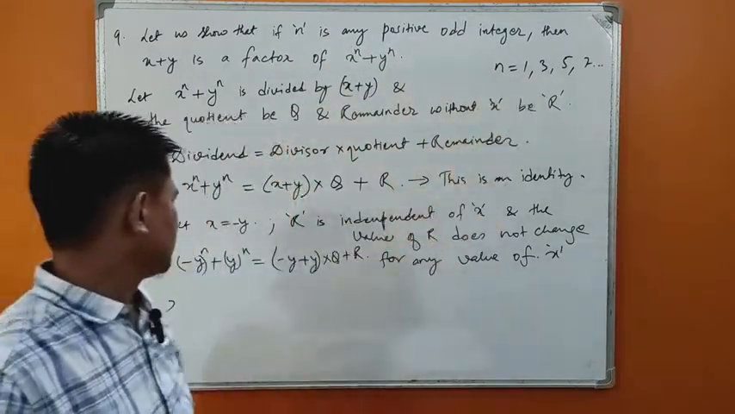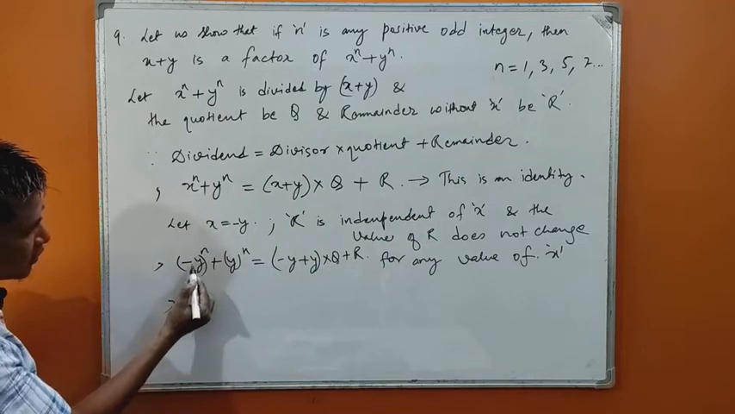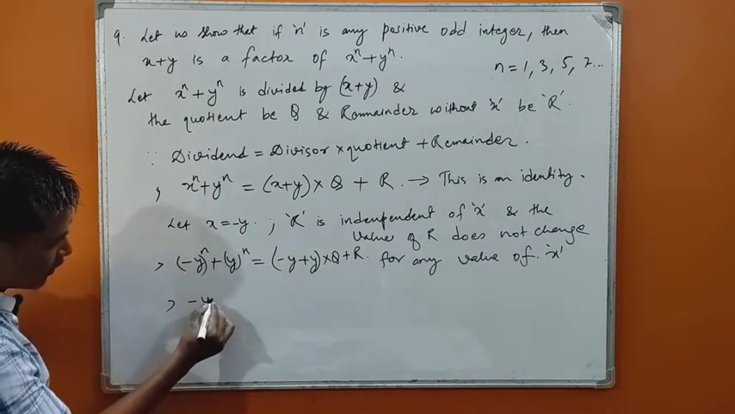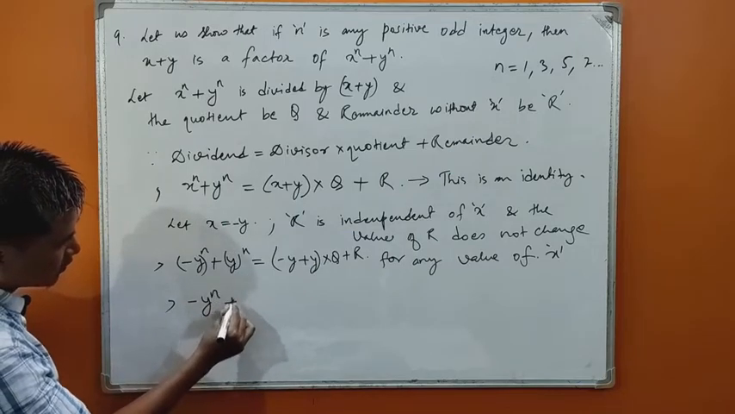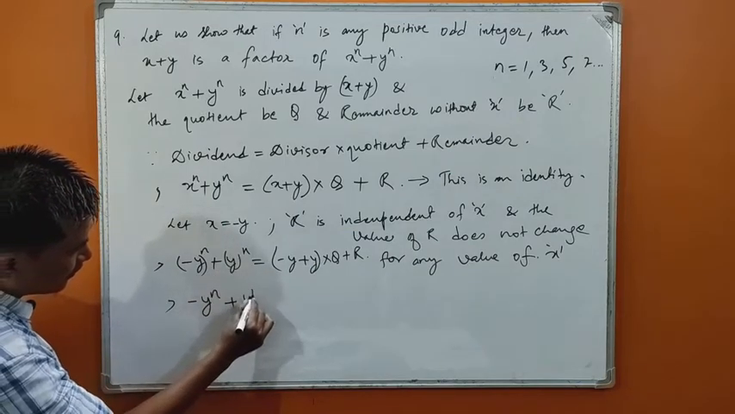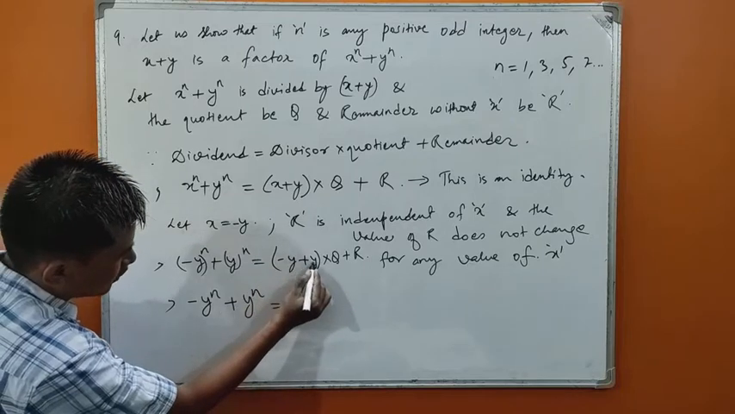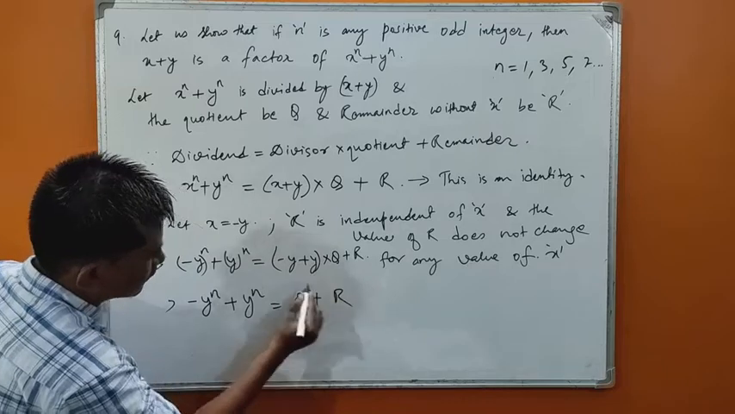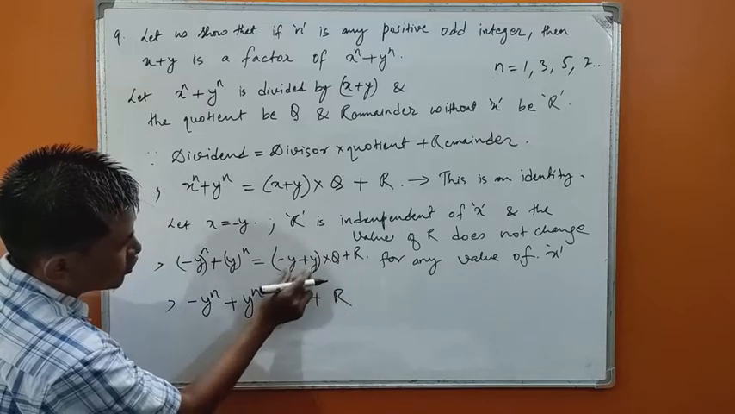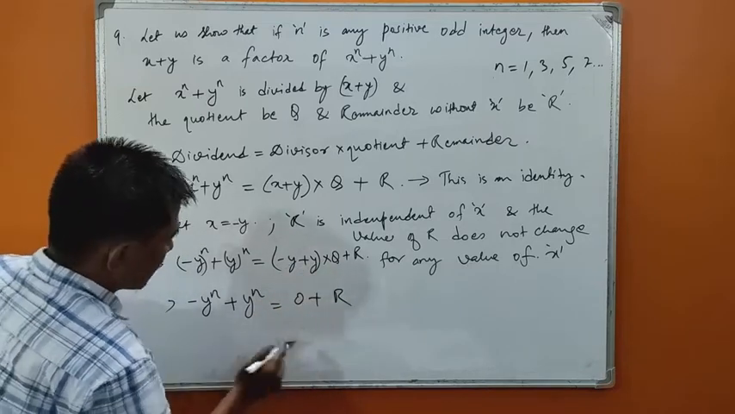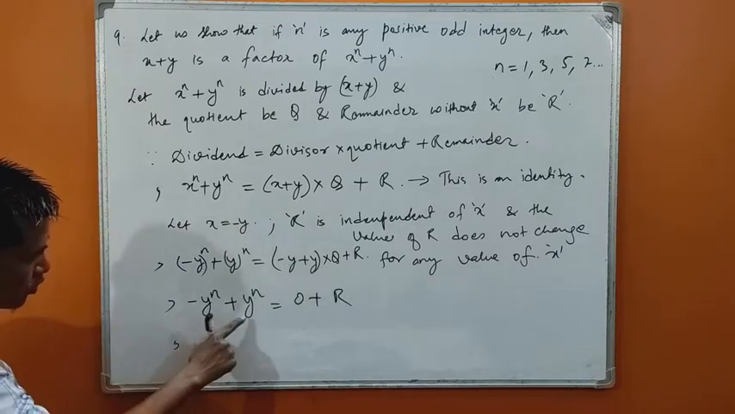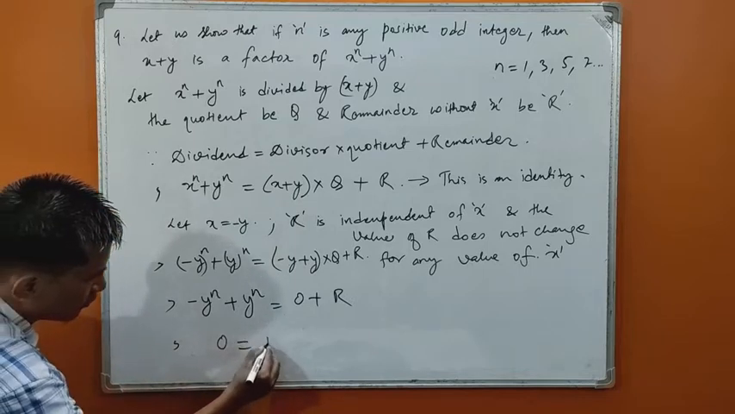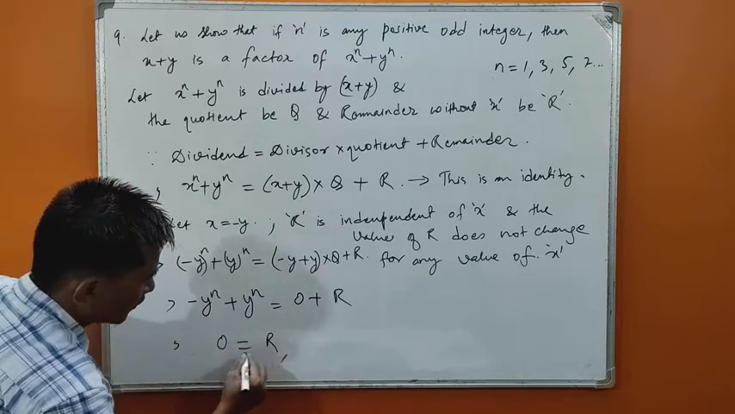N is an odd integer means when the power is odd, this sign will remain minus. Y to the power n plus y to the power n equals minus y plus y, which is 0. 0 into q is 0, 0 plus r, isn't it? These two numbers are the same and signs are opposite, so this becomes 0. 0 equals r. Therefore the remainder becomes 0, isn't it?